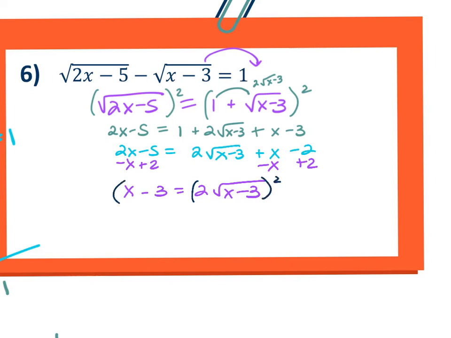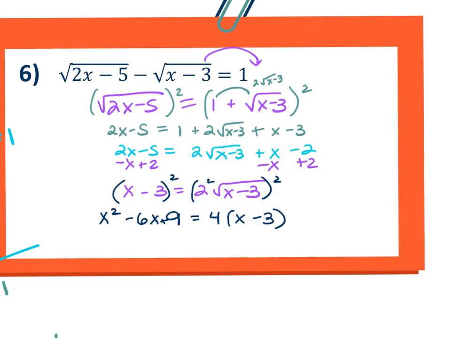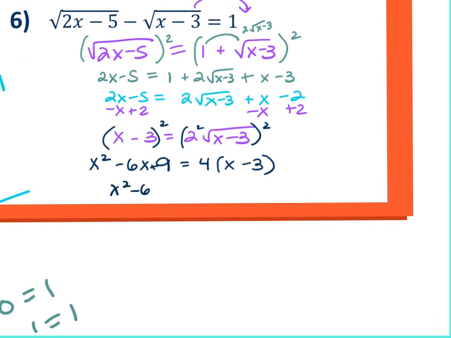Square both sides. Shortcut now on the left: x squared, 9, and minus 6x, because that's double the product. Right side, 2 squared is 4. Square root of x minus 3 squared is x minus 3. Distribute the 4. Move the 4x and the 12.